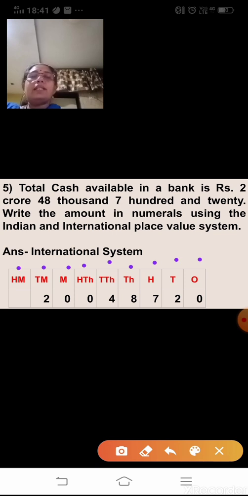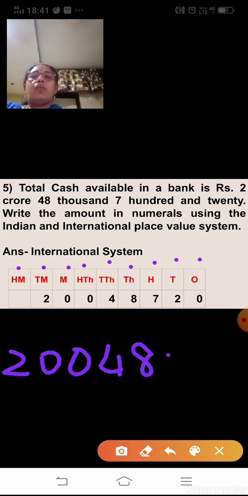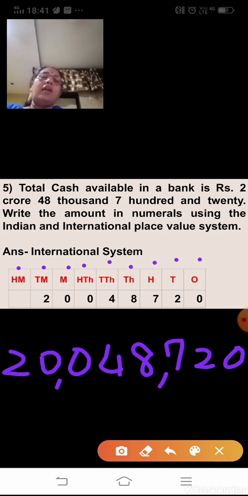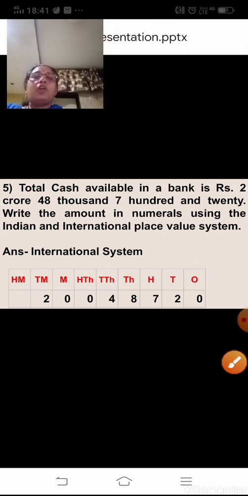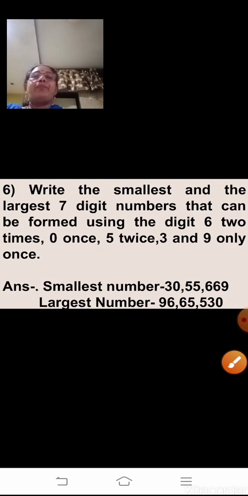Now when you write this number according to the international system and group it, after every 3 digits you will put the commas. So 3 digits and then 1, 2, 3 digits, and you will read this number as 20,048,720 according to the international place value system. Okay, coming to the next sum.